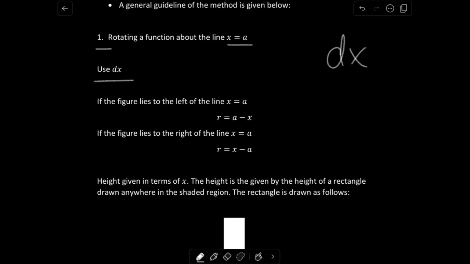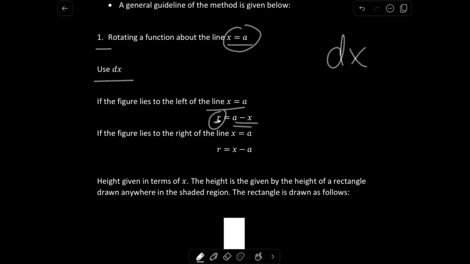Then, if the figure lies to the left of the line x is equal to a, and that's your axis of rotation, basically the line you're rotating about, you're going to set a variable r, and r is going to be a minus x. R is a variable that you're going to use in your integration. Don't worry too much about what it means, just use it in the formula. You can think about this as kind of the radius, that's why the variable r. So you're going to set r to be a minus x if the figure lies to the left.